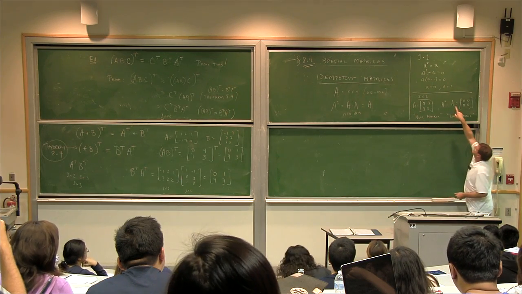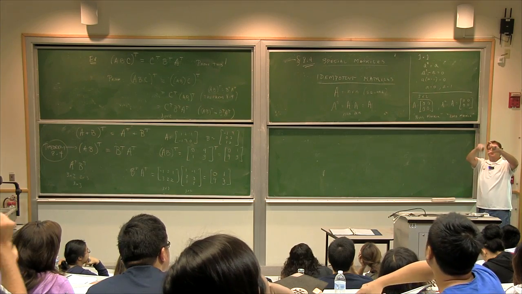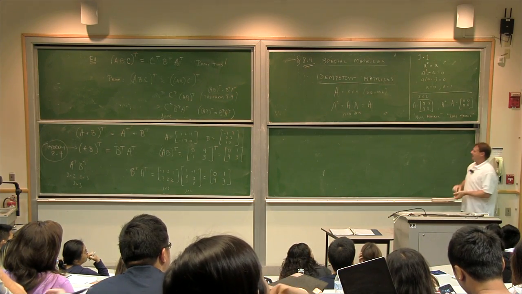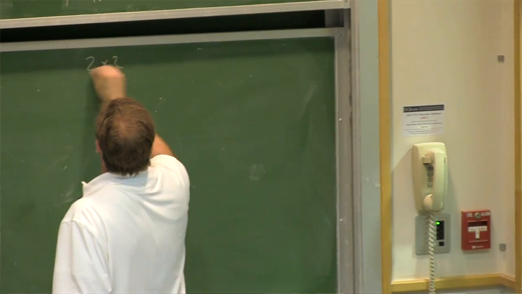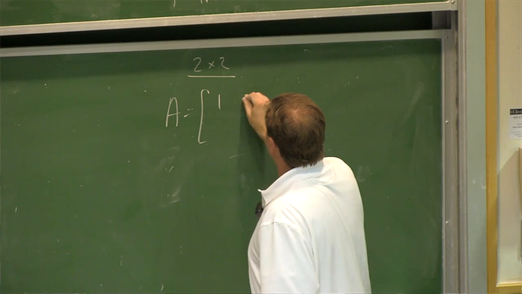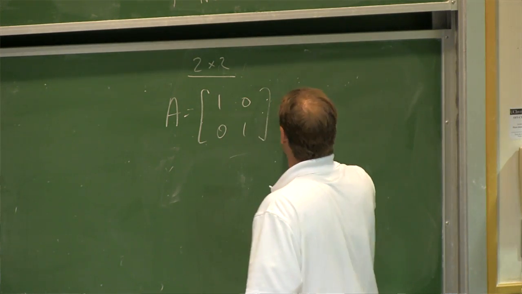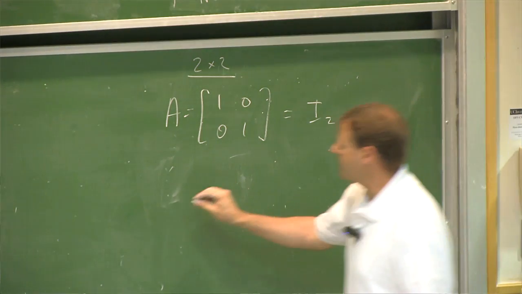Well, how about the 1? What's the equivalent of a 1? Remember that A equals 1 is like a 1 by 1 matrix with a 1 in there. So that's a diagonal matrix. So we could also have the 2 by 2 where A is equal to the identity. That's an idempotent matrix. Let's see that.